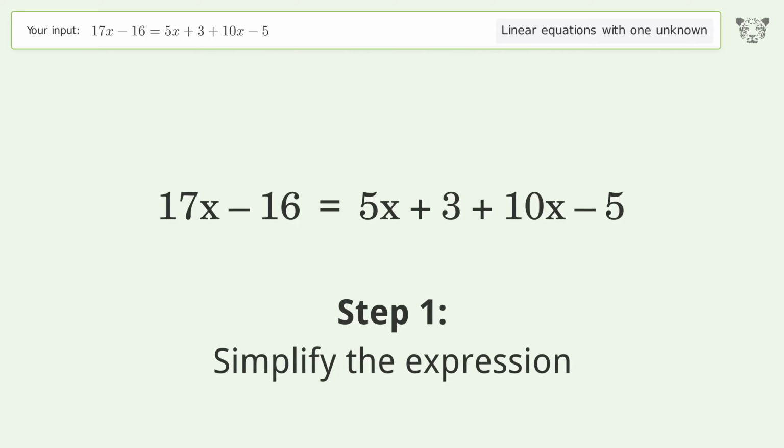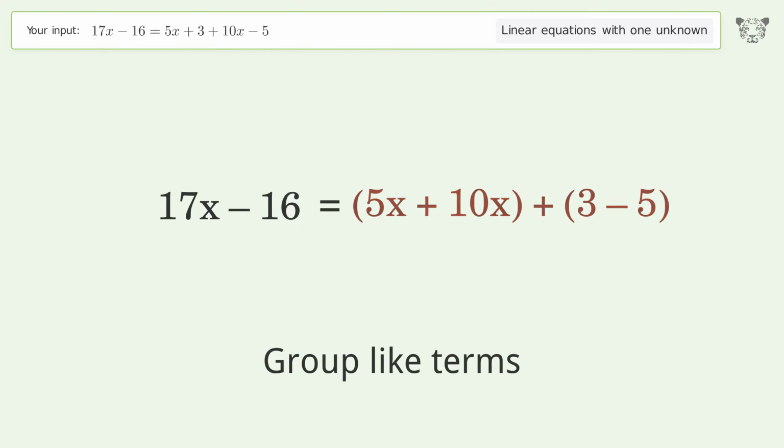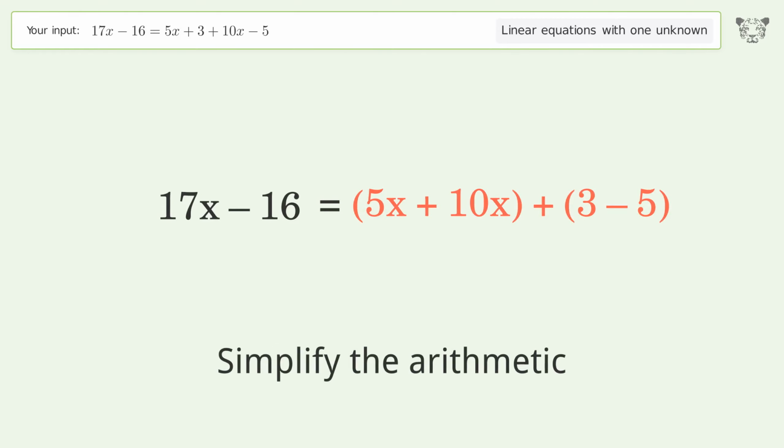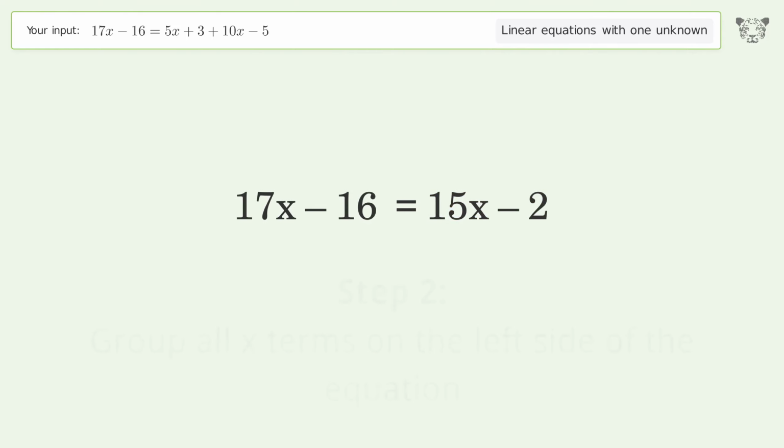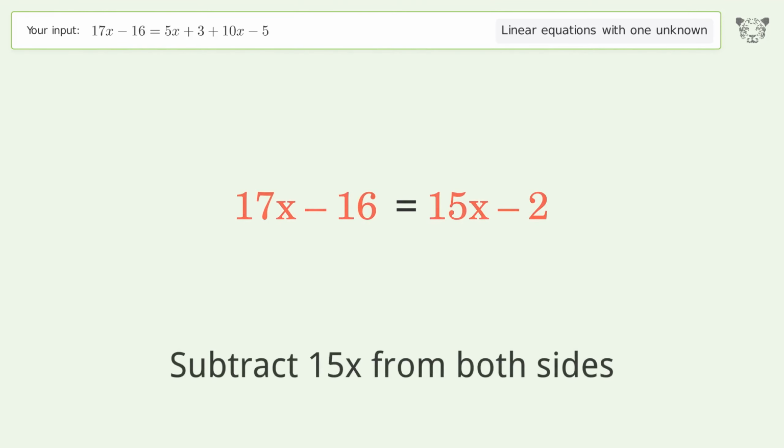Simplify the expression. Group like terms. Simplify the arithmetic. Group all x terms on the left side of the equation. Subtract 15x from both sides.